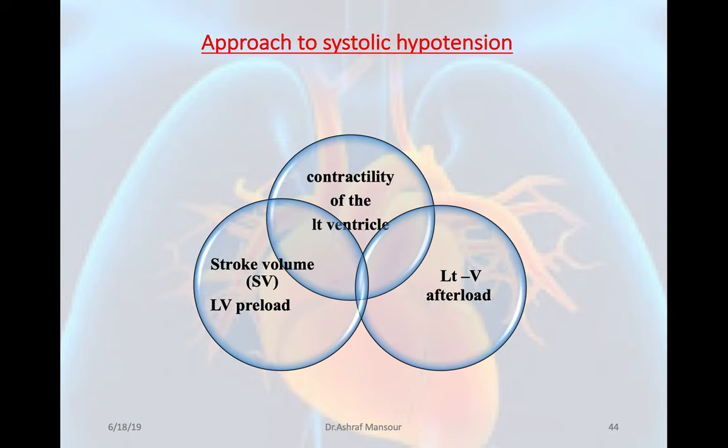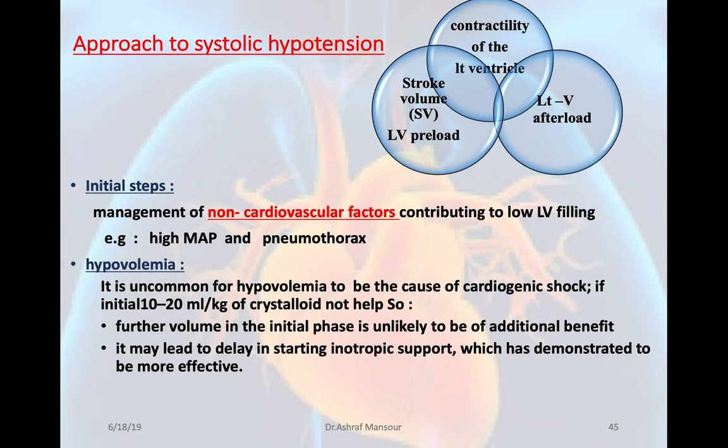So if you want to approach systolic hypotension, you have to decrease the afterload, you have to increase the contraction, and you have to increase the cardiac output. So the contractility of the left ventricle, you have to increase. The left ventricle afterload, you have to decrease. You have to increase the stroke volume. These are the 3 points you have to play on to treat systolic hypotension.